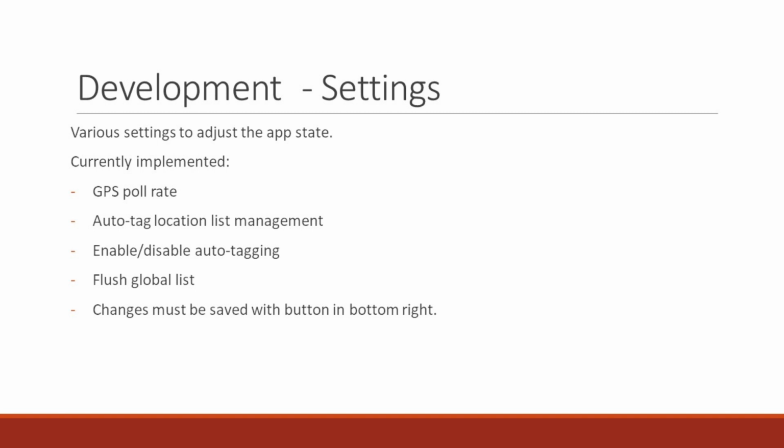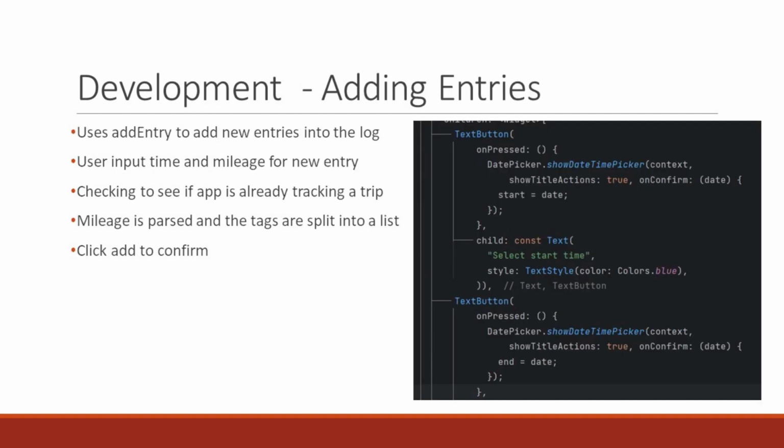What is implemented though allows the user to manage the name location list, toggle auto tagging, and flush the global list. Setting states are returned from the screen to the list view where they are referenced by the relevant app functionalities. Alright, so for this section, we're going to talk about adding and editing entries.